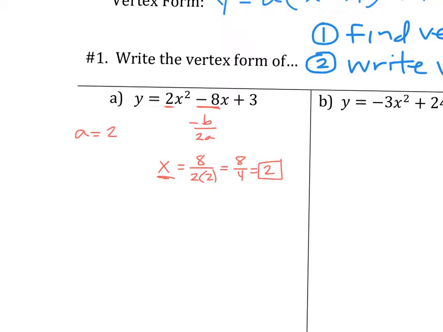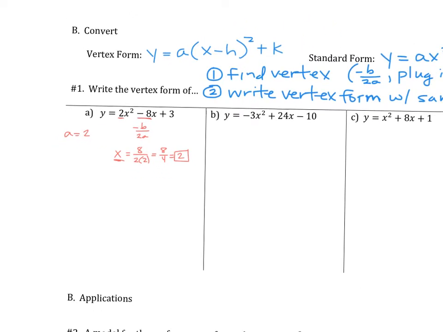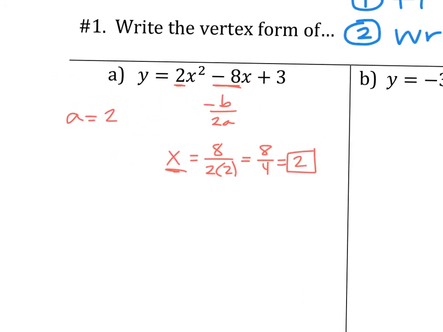What do I do with that to find the vertex? It's this, right? Plug in that x value to get your y value. So we're going to take this 2 and we're going to put it here and here, right? We're going to plug it in for x and that will get us our vertex. So we're going to say y equals 2 times 2 squared minus 8 times 2 plus 3.